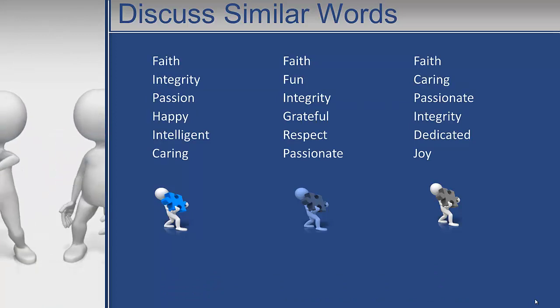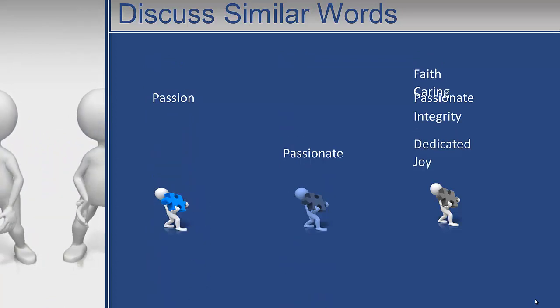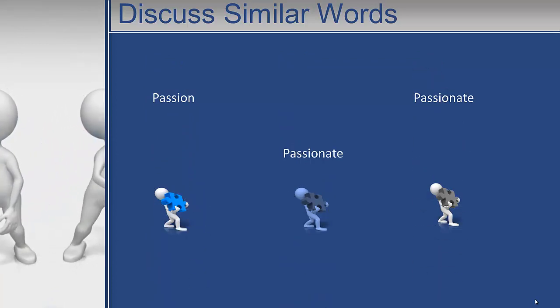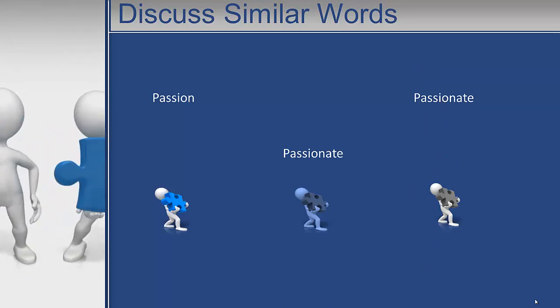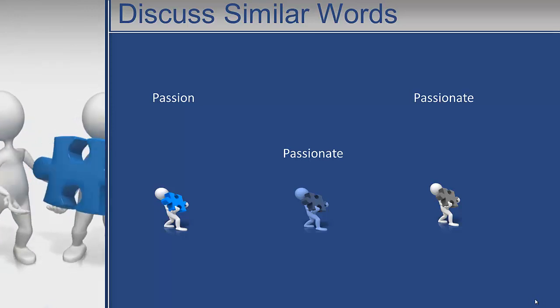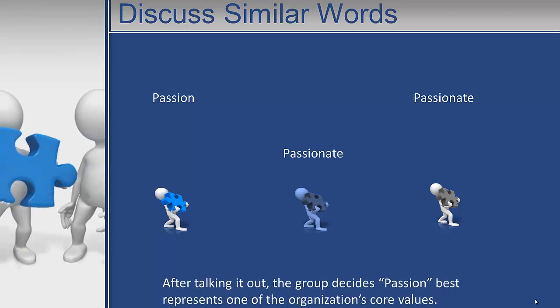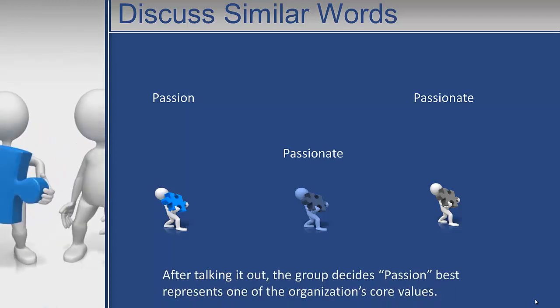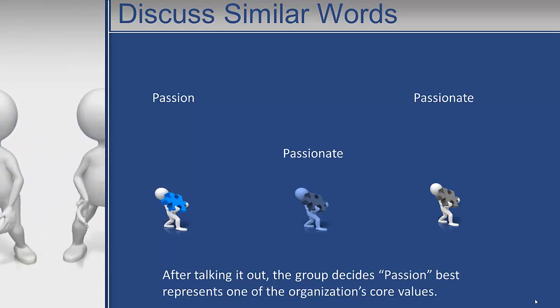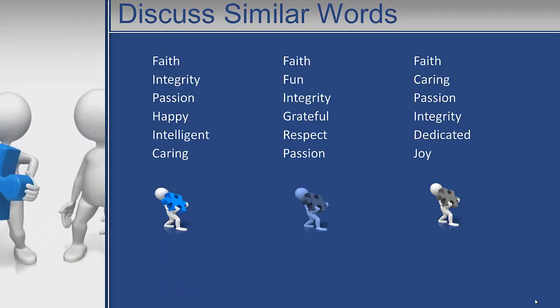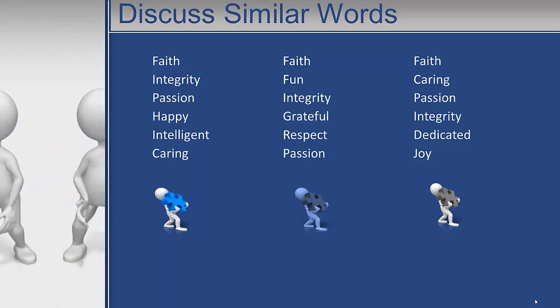If we just look through this list, we see that passion, passionate, and passionate show up. Now the tendency here would be to say, okay, well, they're all pretty similar and 2 people have passionate, so the word should be passionate. But sometimes as you talk it out, you'll find that it can change a little bit. In this case, the group talks out whether passion or passionate is more descriptive and better representative of our organization's core values, and the group decides that passion is the best word. So now we have faith, integrity, and passion on all 3 lists, and we're just narrowing down the choices.